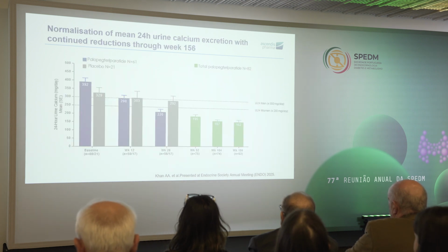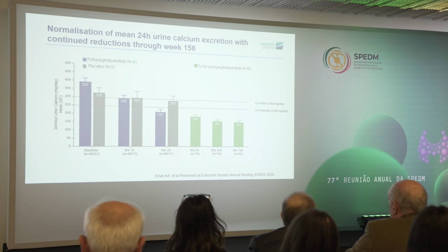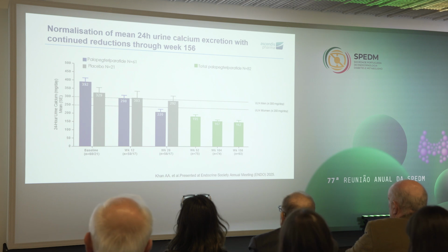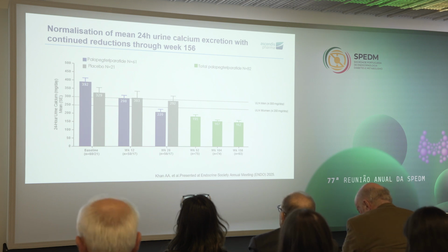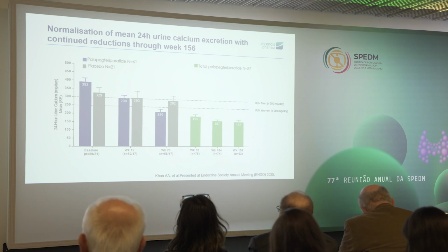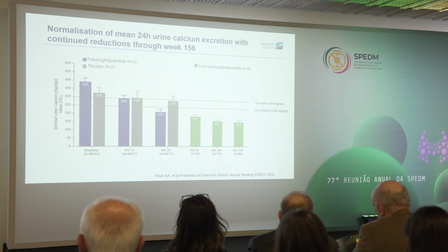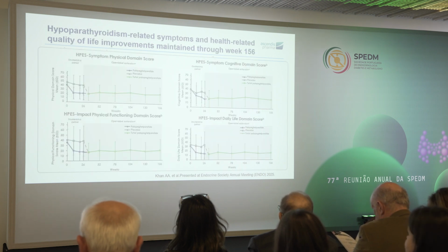We can discuss the pathophysiology of this. One of the ideas is that this renal impairment has to do with hypercalciuria in patients with chronic hypoparathyroidism, and here you can also appreciate the normalization of the mean 24-hour urine calcium excretion, also through the open label phase.